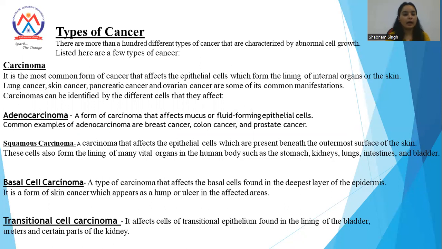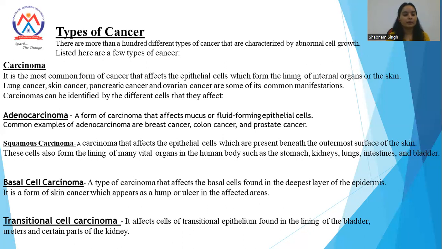Next, we will come to adenocarcinoma, a form of carcinoma that affects mucus or fluid-forming epithelial cells. Common examples of adenocarcinoma are breast cancer, colon cancer, and prostate cancer. Next, squamous carcinoma, a carcinoma that affects the epithelial cells present beneath the outermost surface of skin. These cells also form the lining of many vital organs in the human body, such as the stomach, kidneys, lungs, intestines, and bladder.